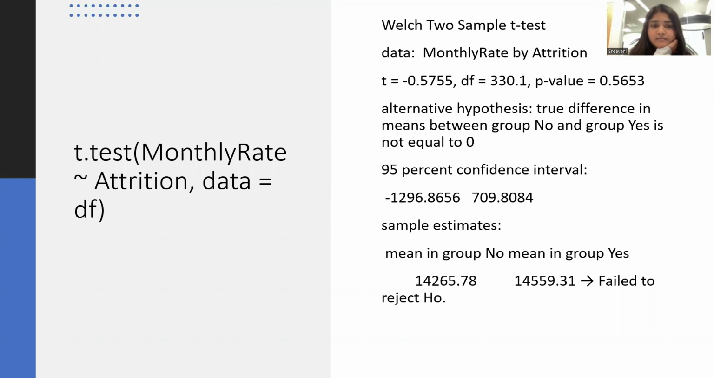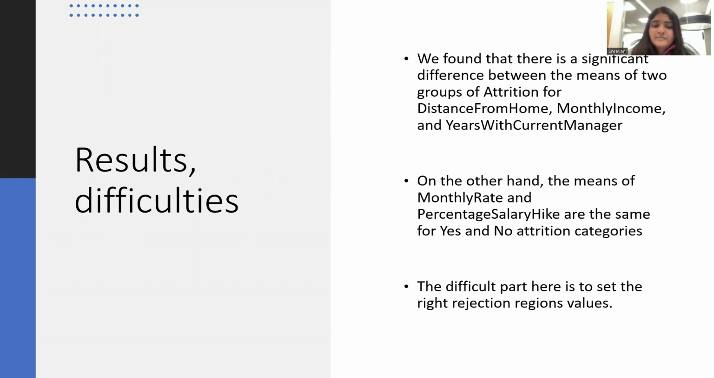Here's another example for monthly rate by attrition, and here we can see that the p-value is very large, and we fail to reject the null hypothesis. As for results, we found that there is a significant difference between the means of these two groups for distance from home, monthly income, and years with current manager. On the other hand, the means for monthly rate and percentage salary hike are the same, and there is no difference. So they are probably not as good for predicting attrition value.